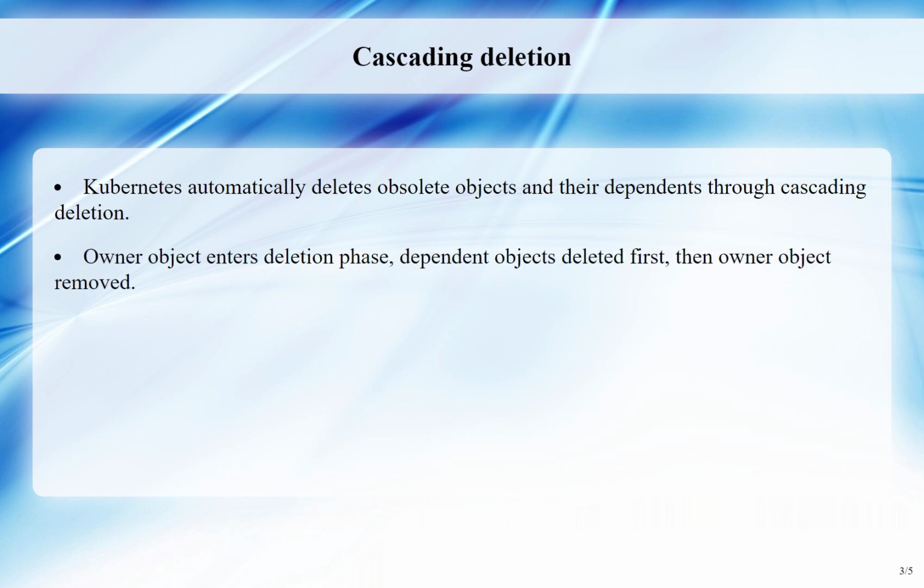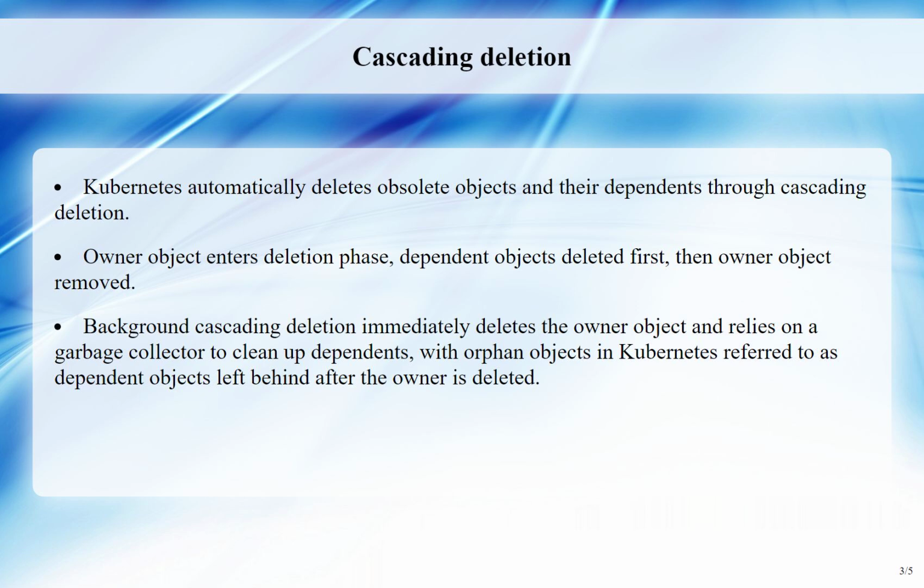Foreground cascading deletion involves the owner object entering a "deletion in progress" state, with its deletion timestamp set and finalizers field updated. Dependent objects are then deleted before the owner object is finally removed. Background cascading deletion, on the other hand, immediately deletes the owner object and relies on a garbage collector to clean up the dependents in the background.